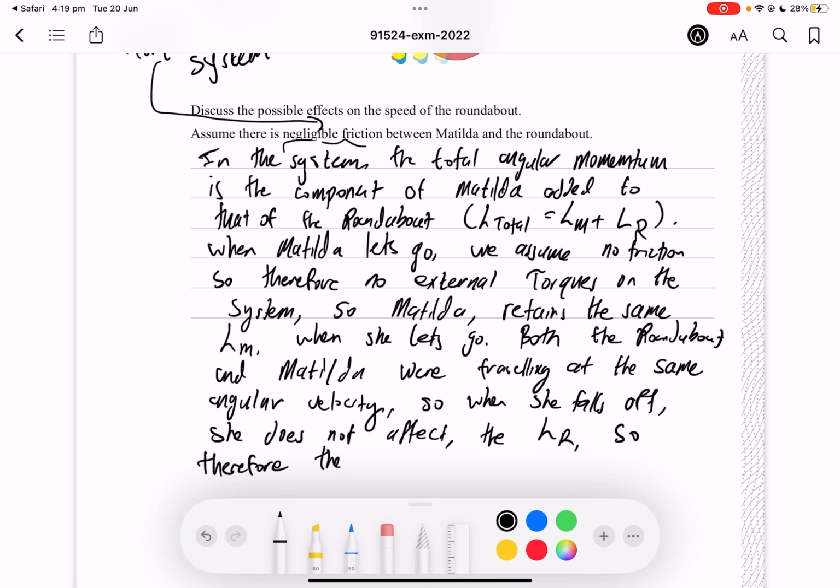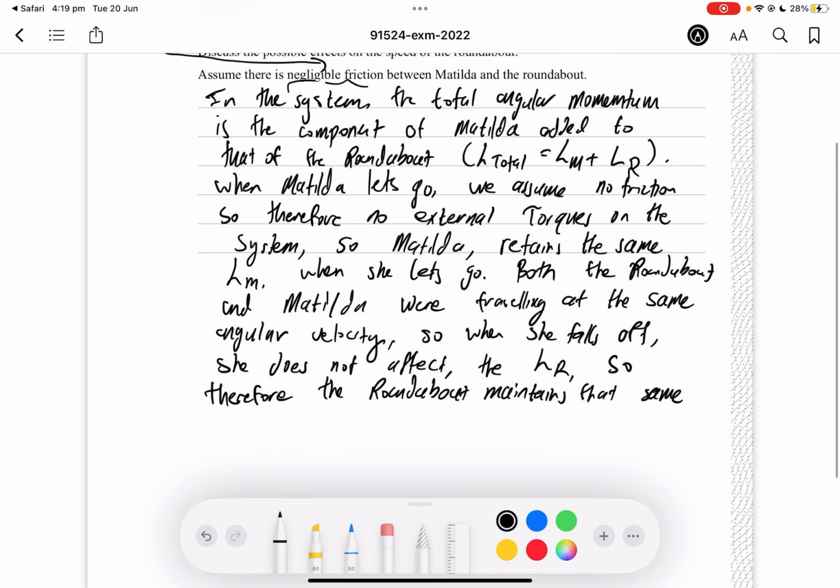So the roundabout maintains that same angular velocity.